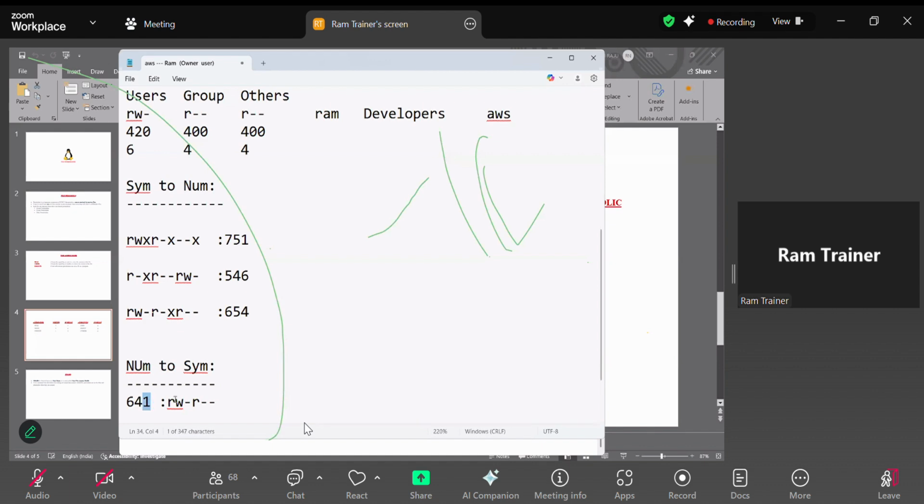What about the third one? Third one is execute only. That means no read, no write, only execute. But only execute is there, so what to do? They will put hyphen hyphen, no, the execute place is 3. That's why first no read, no write, only execute. This is the way you can write the word permissions.